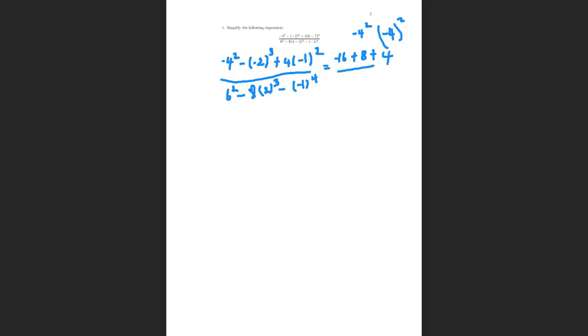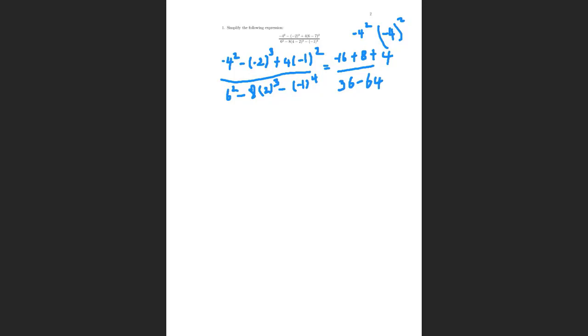divided by, you're going to have 6 squared, which is 36. And then 2 cubed is 8. 8 times -8 is like -64.